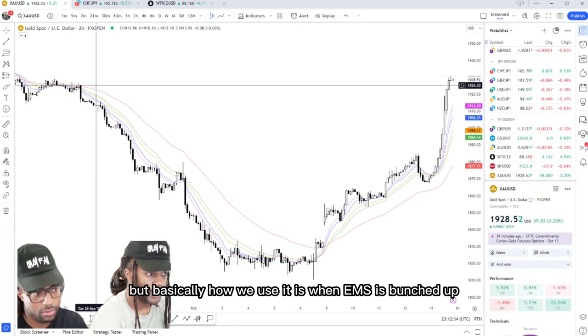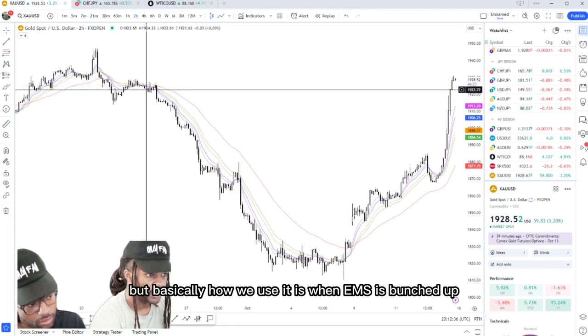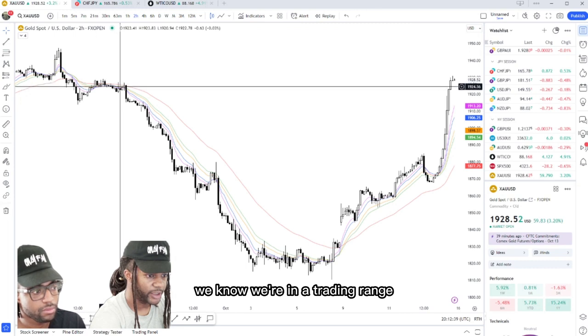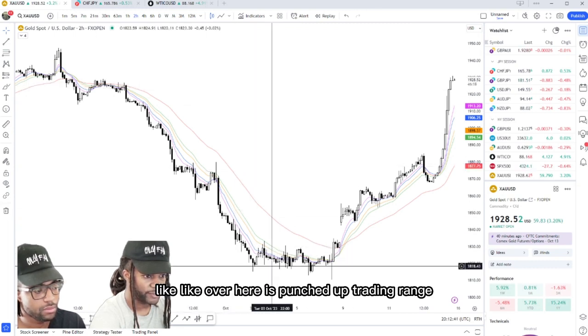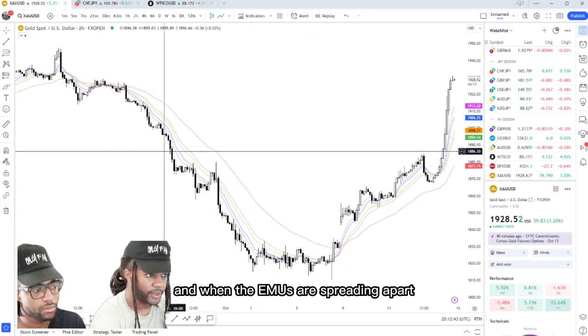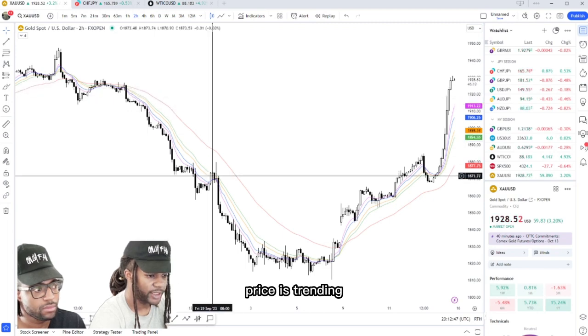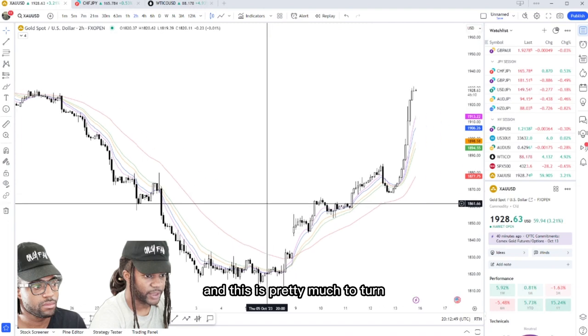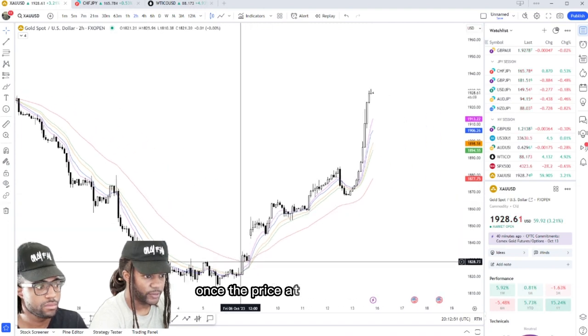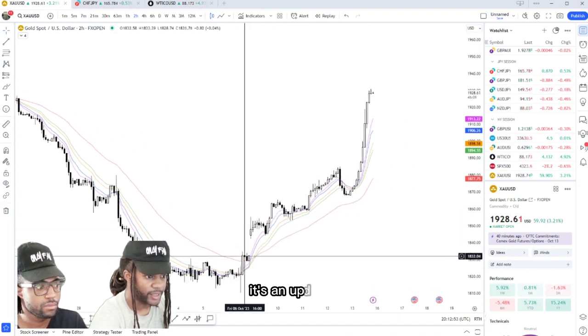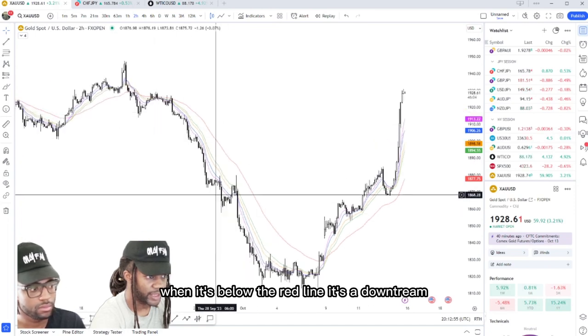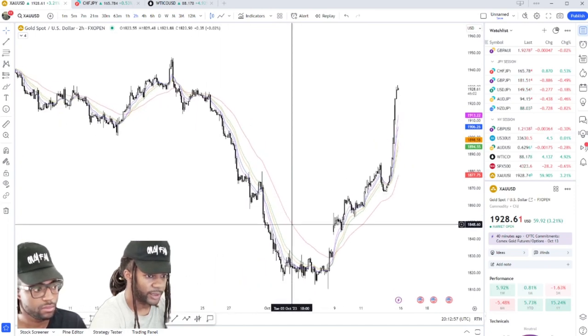But basically, how we use it is when the EMAs are bunched up, we know we're in a trading range. Like over here is bunched up, trading range, and when the EMAs are spreading apart, like they're getting farther apart from each other, price is trending. And this is pretty much used to determine the trend. Once the price is above the red line, it's an uptrend. When it's below the red line, it's a downtrend. And this is how you use it.